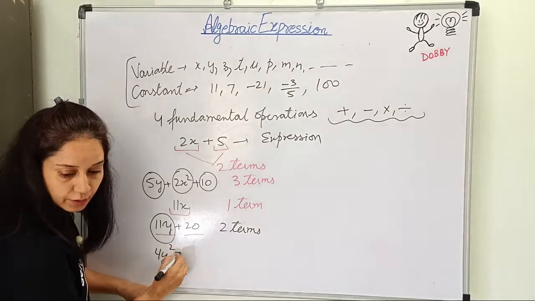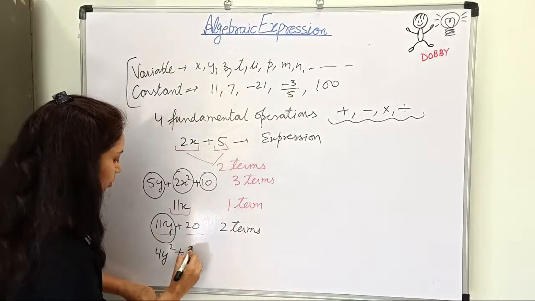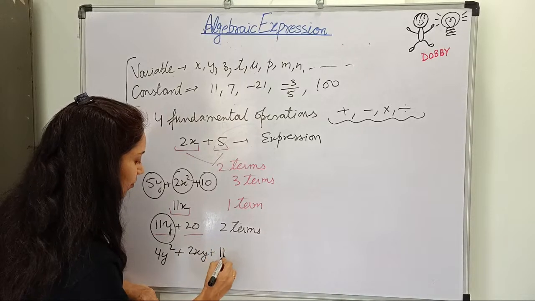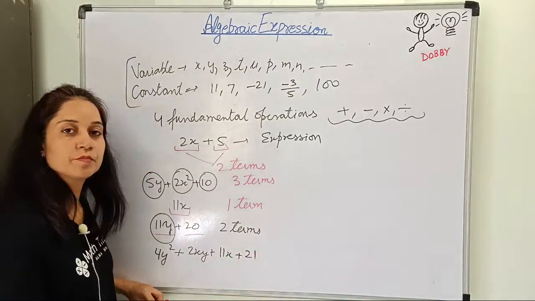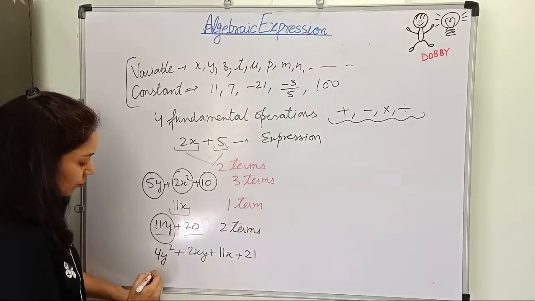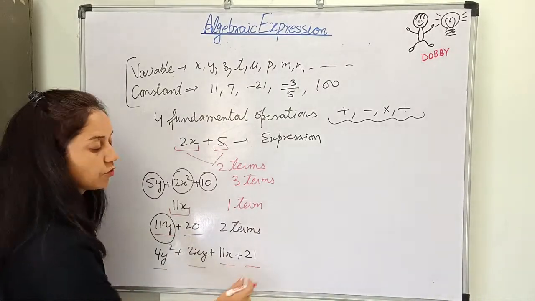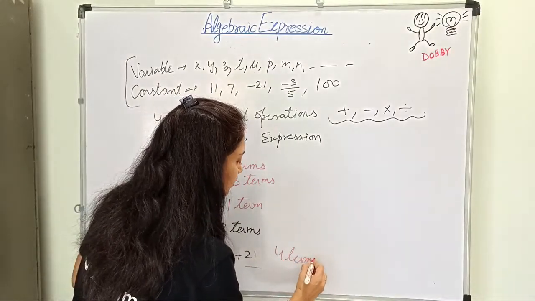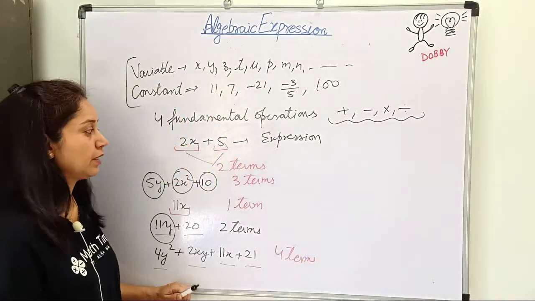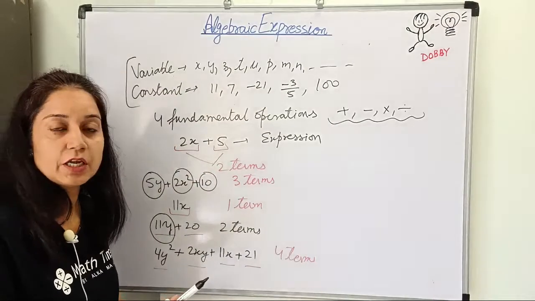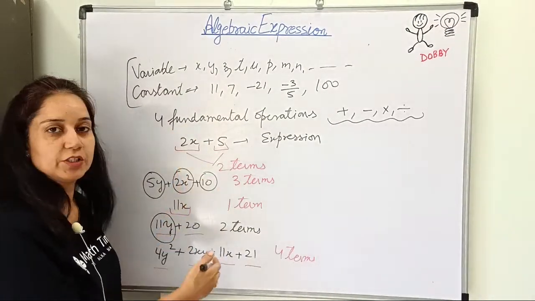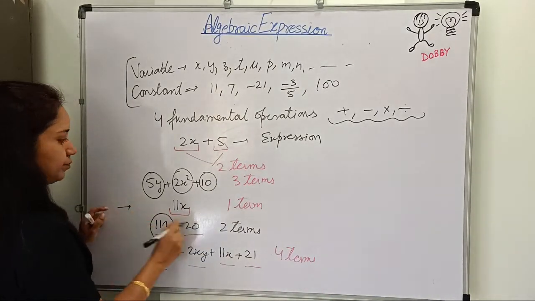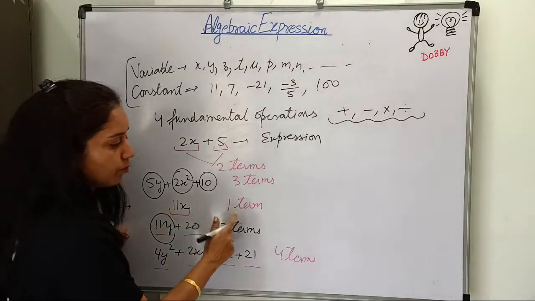4y square plus we can say 2xy plus 11x plus 21. Now how many terms are there? One term, two terms, three terms, four terms. This expression is having 4 terms. Now this is classification. Now we are doing classification of expressions on the basis of terms. When it is having only one term, that is called monomial.